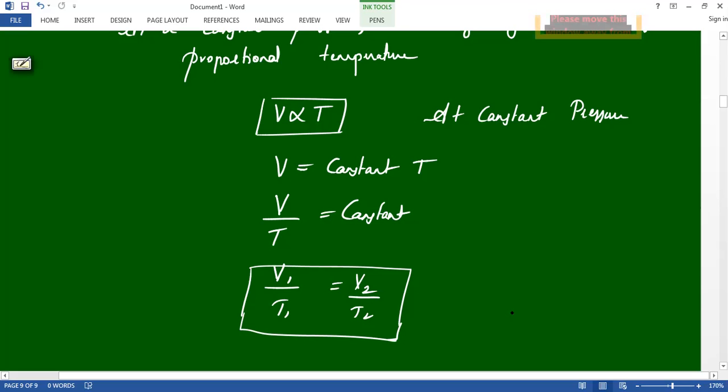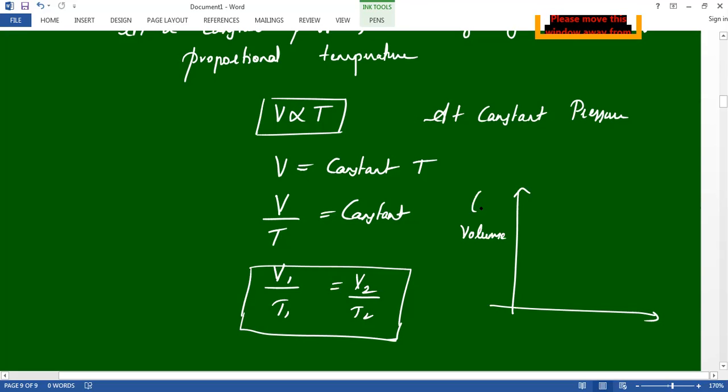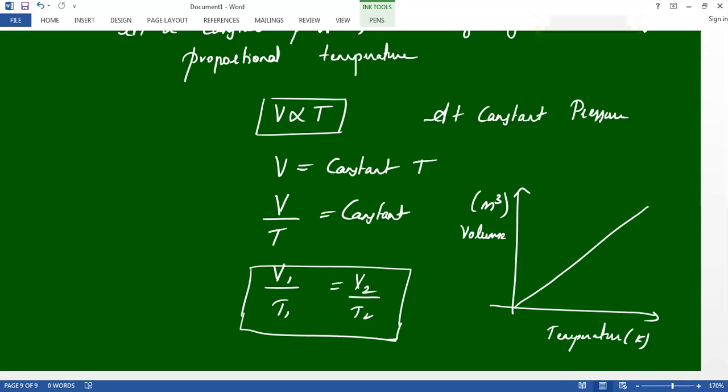The graph will be volume versus temperature. On the y-axis it should be volume, because volume is the dependent quantity, in meter cube. And temperature should be on the x-axis, in Kelvin. The graph will be directly proportional, so it will be a straight line. So this is the graph of Charles law.